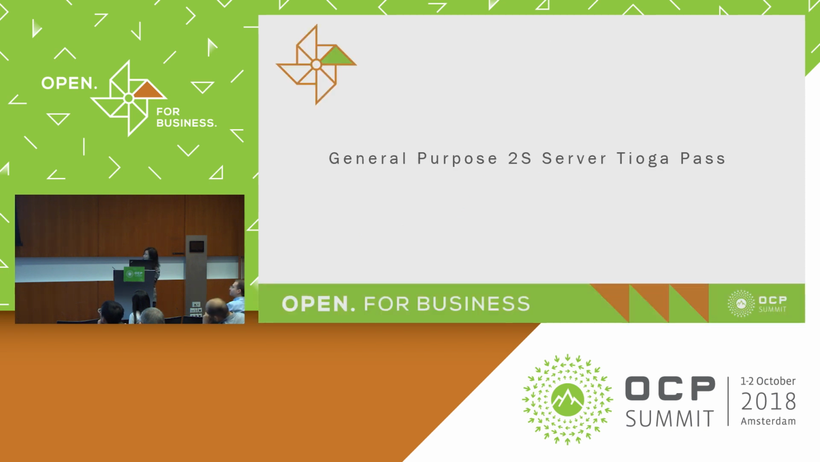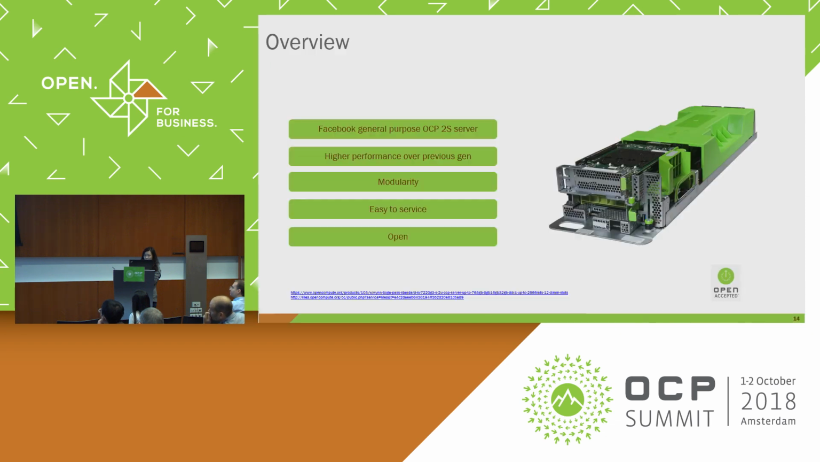Okay, then I'm going to switch to our 2-socket server, Tioga Pass. Tioga Pass is Facebook's general purpose 2-socket server. This is designed for high performance and high memory services. We also do modular design, especially on the I/O side, because we have a x32 PCIe, so we have different modules to support different configurations.